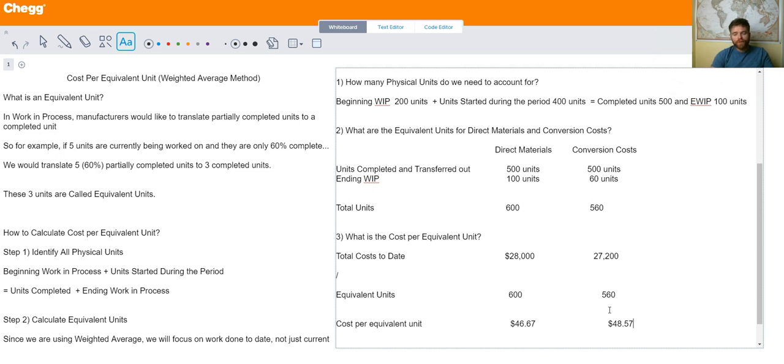There you go. So not too difficult there. It's a little easier than FIFO, in my opinion, since you don't have to worry about the beginning inventory and figuring out what was completed during the period, what was completed not during the period. It's always just the costs to date, or the work done to date with weighted average. Hopefully that was helpful for y'all today. Feel free to rewind, fast forward, make sure you go through the video to absorb this concept fully.